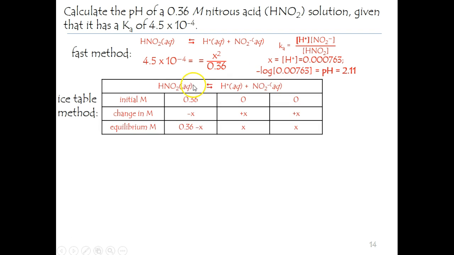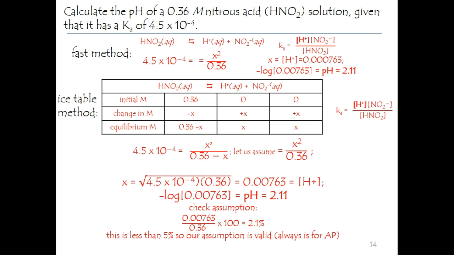Very similar. Write the chemical reaction that's occurring when this thing dissolves. Write down what you know about the initial concentrations. Notice we have nothing initially. Think about the change in terms of ratios. This will go down by a certain number of molecules. These will go up by the same number of molecules because it's a 1 to 1 to 1 ratio. We make the approximation that we can make right here, call that 0.36, and we get the same answer.